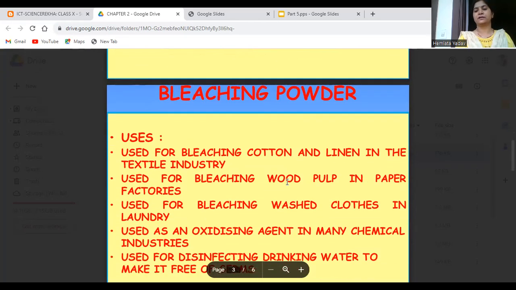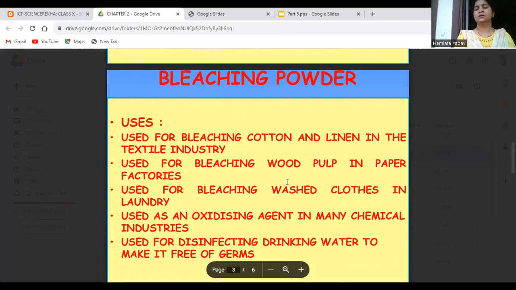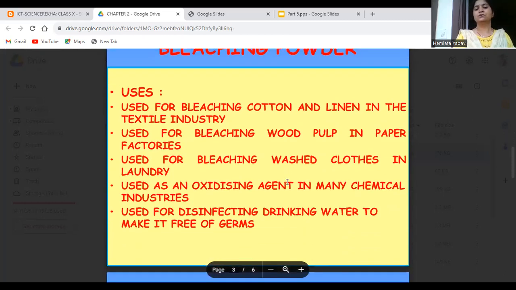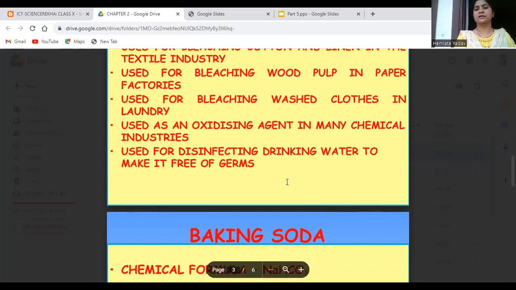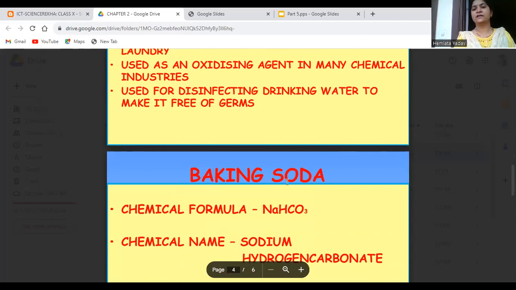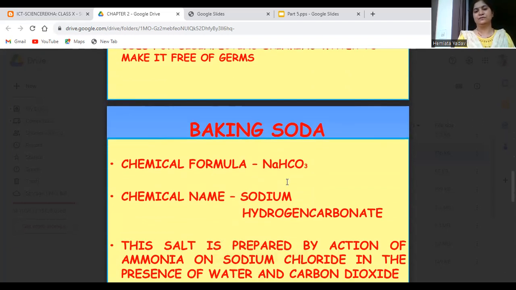Uses for bleaching cotton and linen in the textile industry, used for bleaching wood pulp in the paper factories, used for bleaching washed clothes in the laundry, used as an oxidizing agent in many chemical industries, used for disinfecting drinking water to make it free of germs.